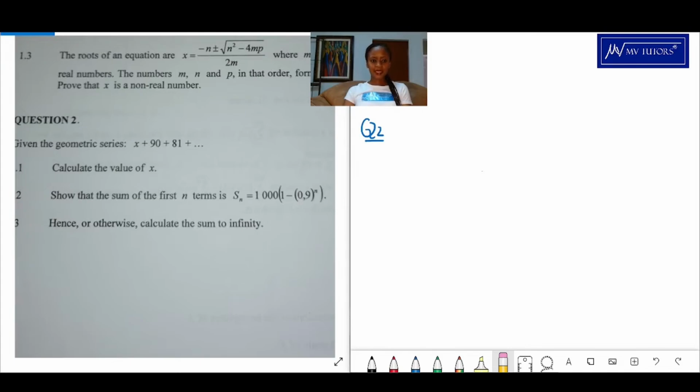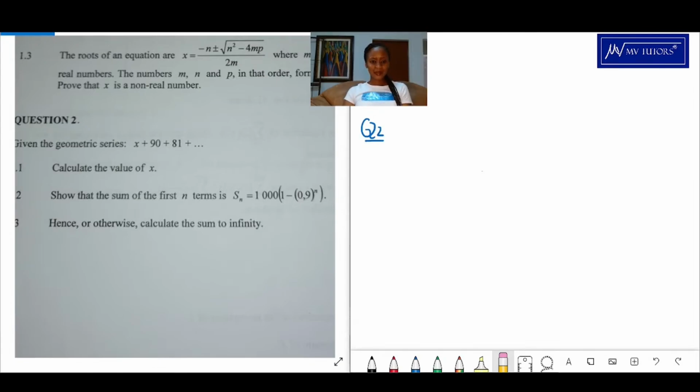Question 2, given the geometric series, please just excuse the cut out numbers there. We were in a hurry to get this paper, so the pics were taken. Thank you to Mlemisinkosi for providing us with the maths paper. So let's get to it again.